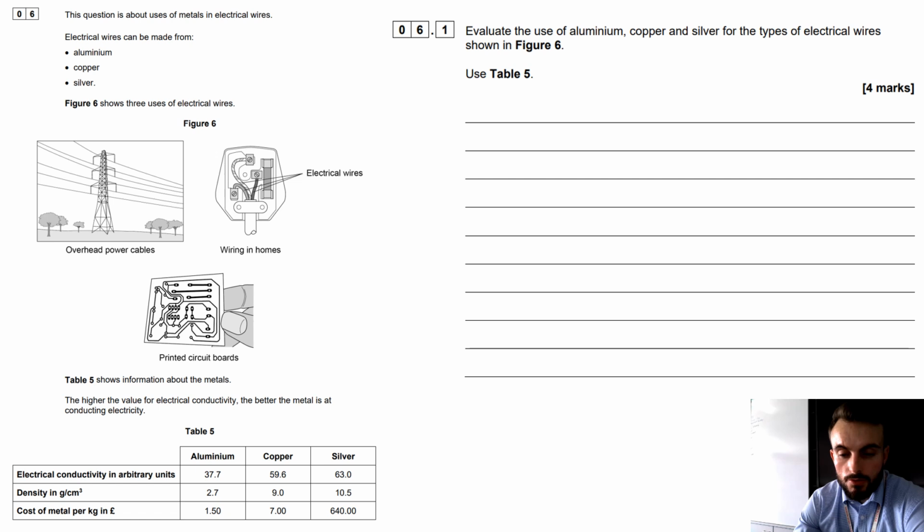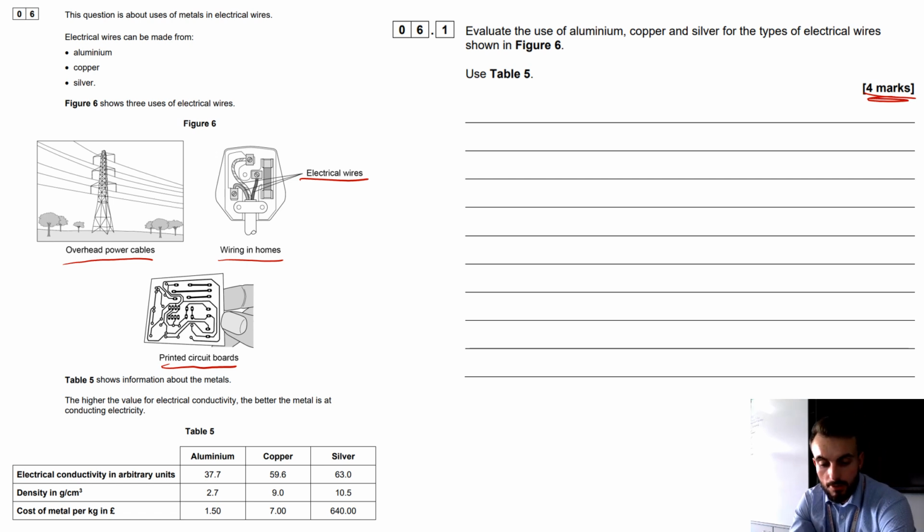This question is about the use of metals in electrical wires. So we've got 3 metals that the wires could be made of. We've got pictures, and we've got labels. As soon as you see pictures like this, remember in science, anytime you are given labels, you need to talk about the labels. It's hinting that this is what you should have in your answer, especially if it's a 4 to 6 mark question. You need to be talking about that specifically.